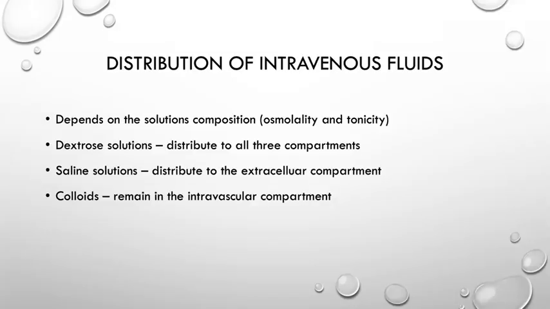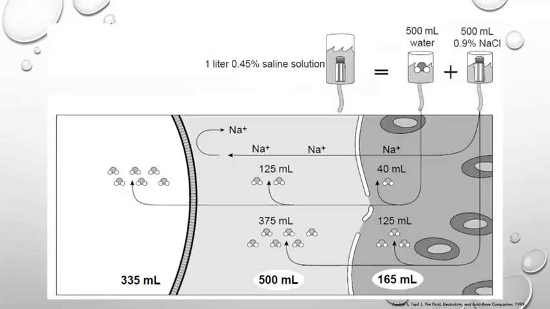So again, the distribution of intravenous fluid depends on the solution's composition, both the osmolality and tonicity. Dextrose solutions generally distribute to all three compartments. Saline solutions distribute to the extracellular compartment. And then colloids remain in the intravascular compartment because of the oncotic pressure of the colloid. Let's look at a couple examples.